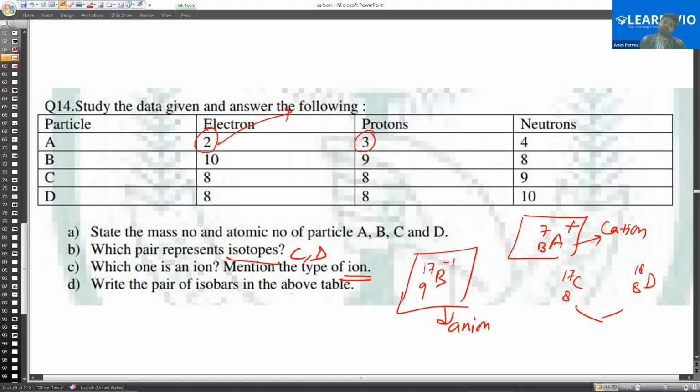Write the pair of isobars in the following table. B and C. Yes, they have a different atomic number but the same mass. So these two, B and C, are isobars. Okay, good. Done everyone? Yes, sir.